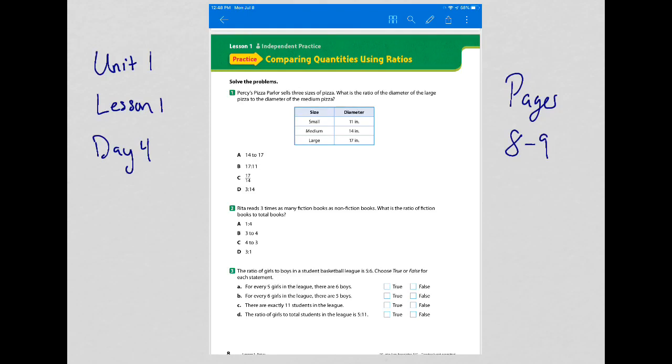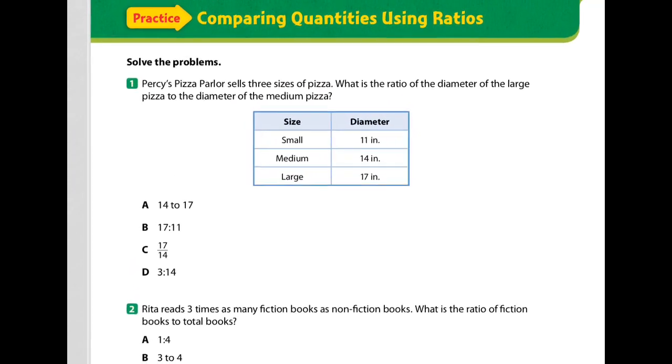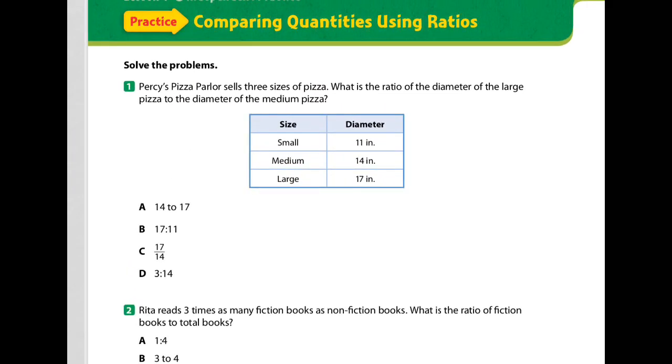All right, so how'd you do? Let's see if you think you would have done well if this was the quiz. Number 1 says, Percy's Pizza Parlor sells 3 sizes of pizzas. What is the ratio of the diameter of the large pizza to the diameter of the medium pizza? So remember, the trick for these is when it asks you to find a ratio, underline the ratio words. What is the ratio of the diameter of the large pizza? That's got to be our first number. 2, put a box around the 2, the diameter of the medium pizza.